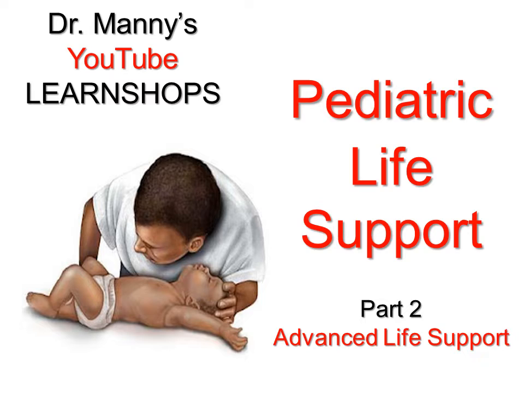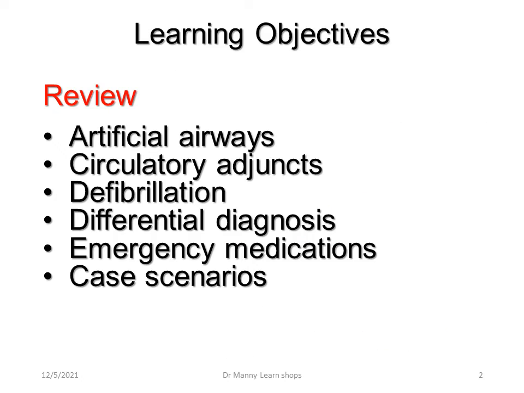This is part 2 for Pediatric Life Support, where we look at advanced life support options. The learning objectives for this session are to review artificial airways, circulatory adjuncts, defibrillation, look at differential diagnosis, emergency medications, and conclude with some case scenarios.